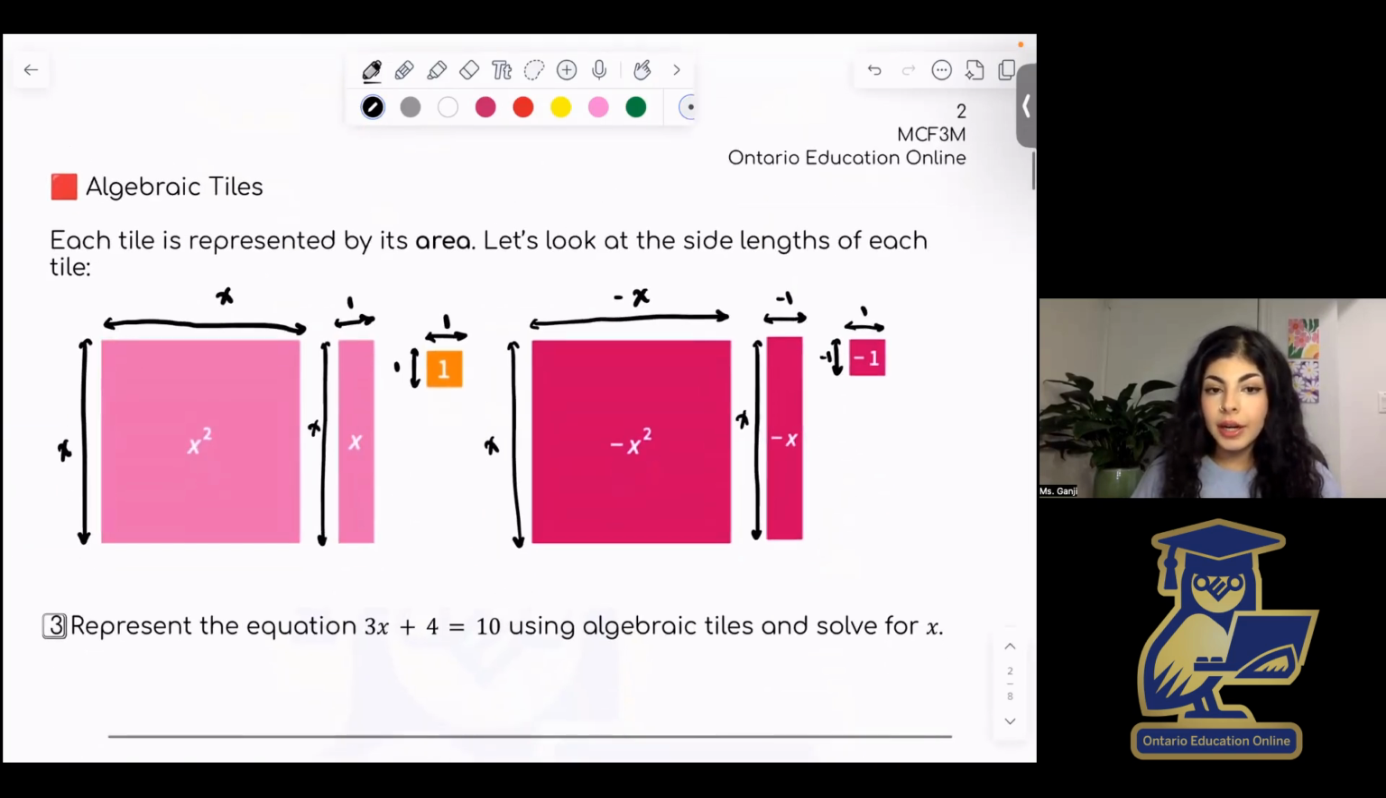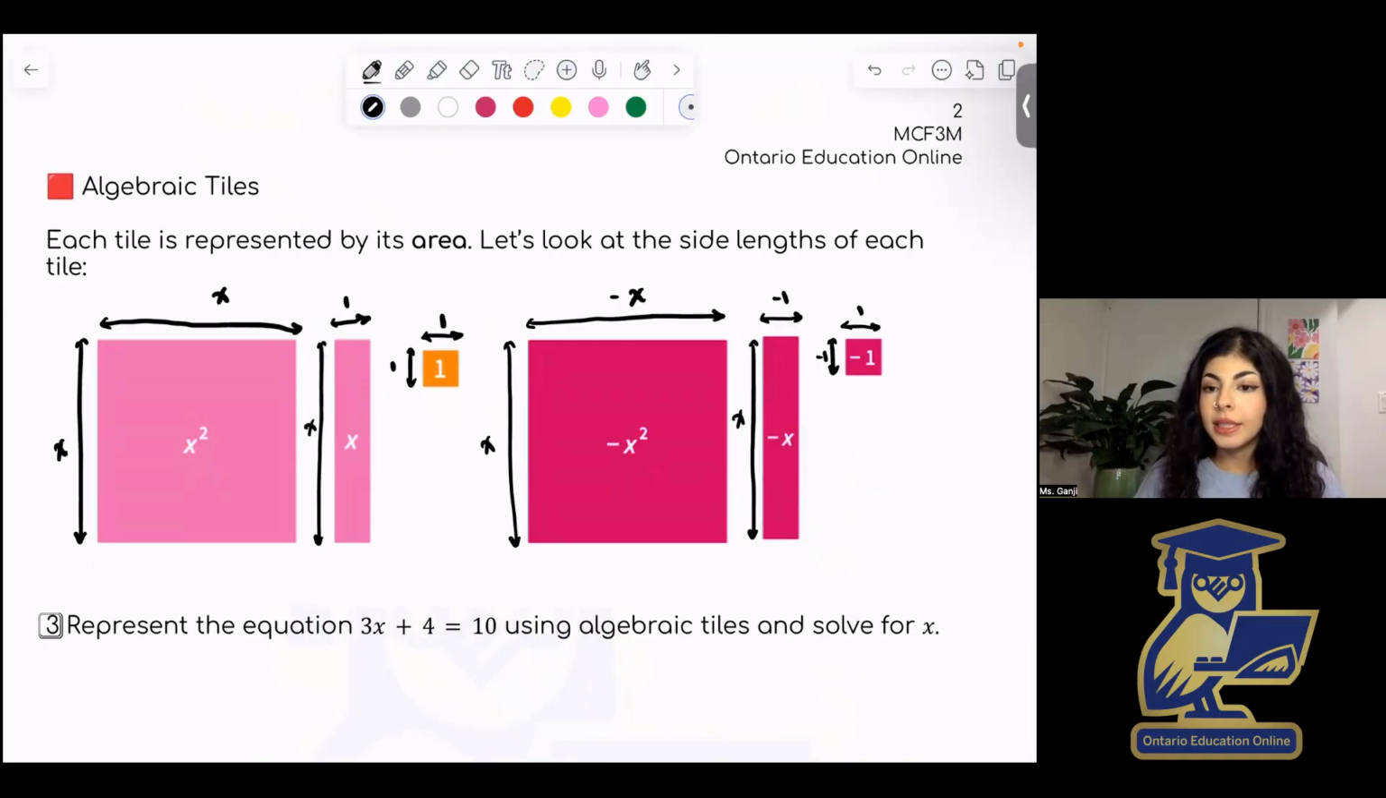So for this lesson, there is an attached activity with GeoGebra where you can practice using algebraic tiles. So definitely explore that and see if you have any questions about how to set up your algebraic tiles.